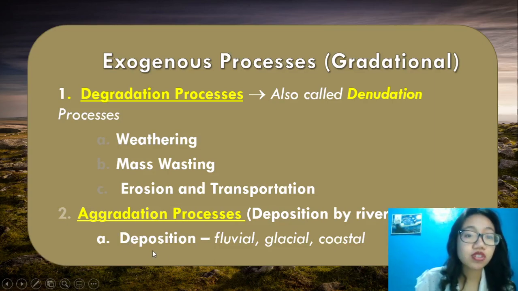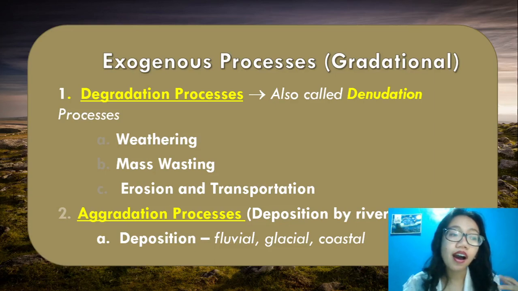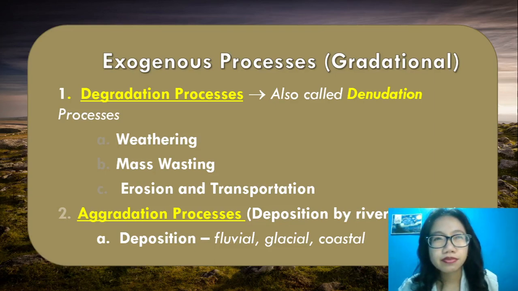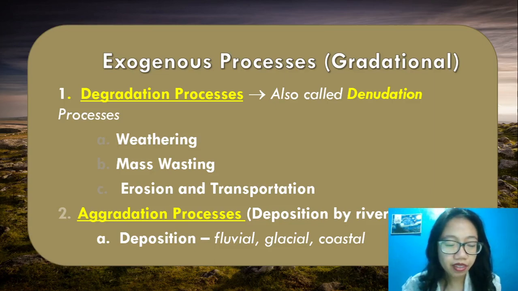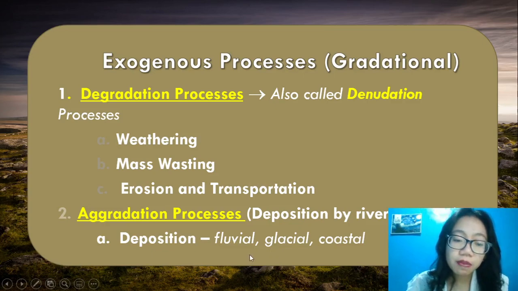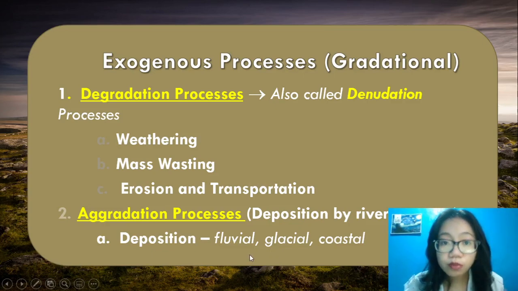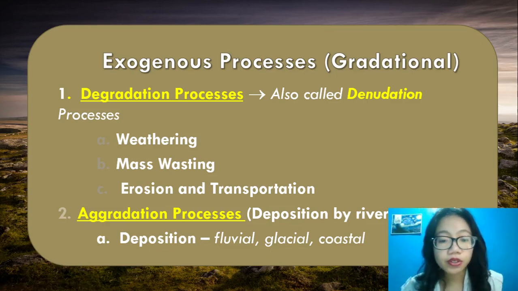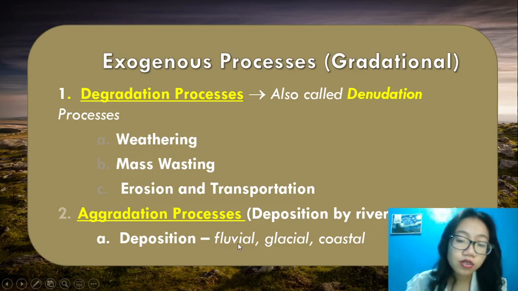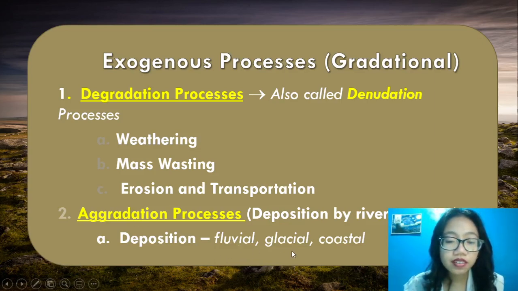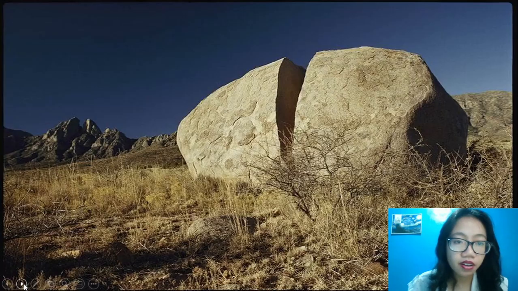So when we say deposition, again, this is the final clumping or creation of new material. Okay, so the deposition or the clumping of new materials into rocks or new landscapes could be fluvial, glacial, or coastal in nature. Okay, next.